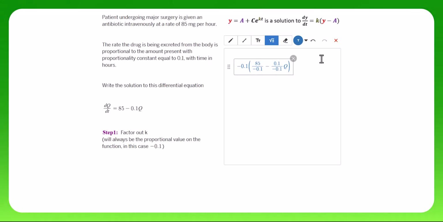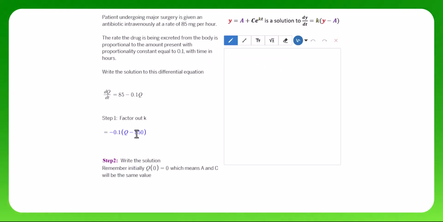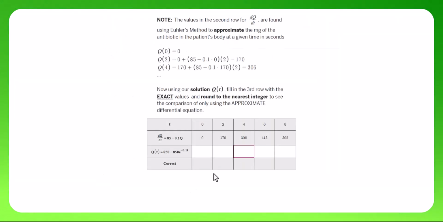Students always wonder, how do you get that 850 here? You're dividing out this negative 0.1. And so here, you can solve this. It says write the solution, or Q of 0 equals 0. So meaning that the initial amount, nothing is there. I will show you this solution here, but you should be able to go through and solve this for C on your own. Now, once again, here, you're just plugging in these values in here.